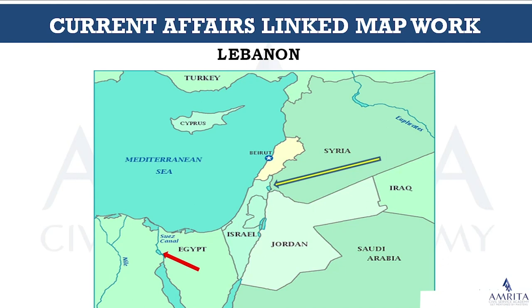Cyprus is an island in the Mediterranean Sea. The red marking shows a connection between the Red Sea and the Mediterranean Sea, that is the Suez Canal near Egypt. And here a yellow arrow is pointing to a water body. That water body is Lake Tiberias, a water body in Israel. Then another water body down from Tiberias, that is the Dead Sea.